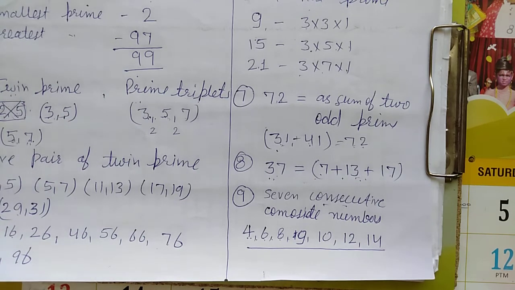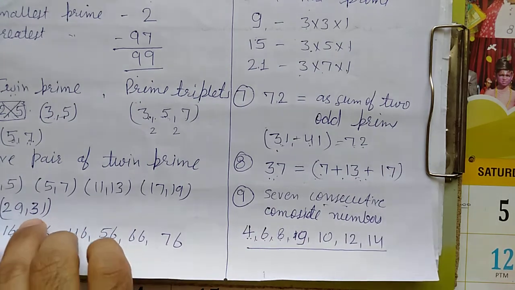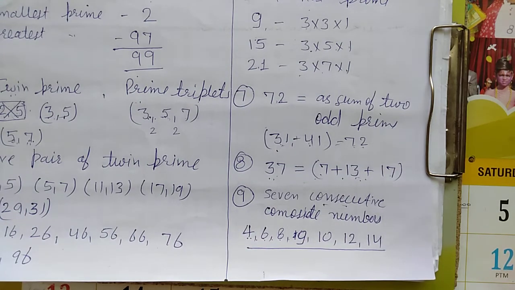This is your 3.1 and 3.2 complete. Okay, and prime number and prime triplet also done. Now in 3.3, here some questions are there related to the multiple and factor. Okay, so try to do yourself, otherwise in next video I will solve this one also.